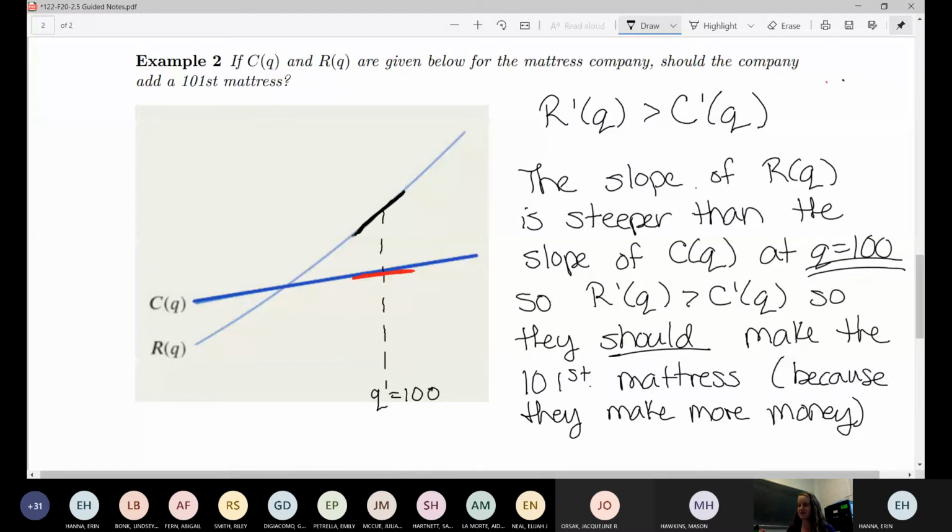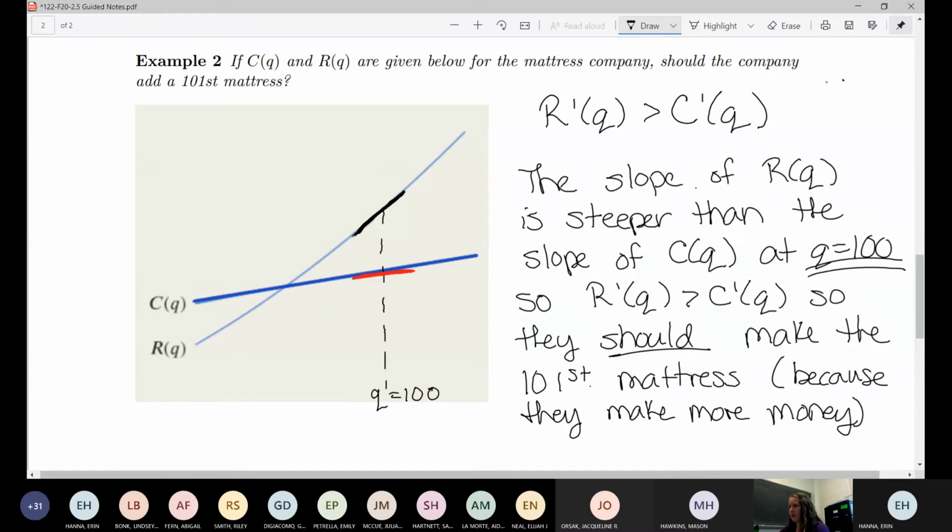Somehow the cost of making that extra mattress is not made up in the revenue that it generates. So essentially, the revenue does not make up for how much it actually cost you to make that mattress. So even though you were still making profit, you didn't make any more profit, you actually made less profit. So that's why we want to look at the marginal profit. We want to figure out if we make more profit than we were before.